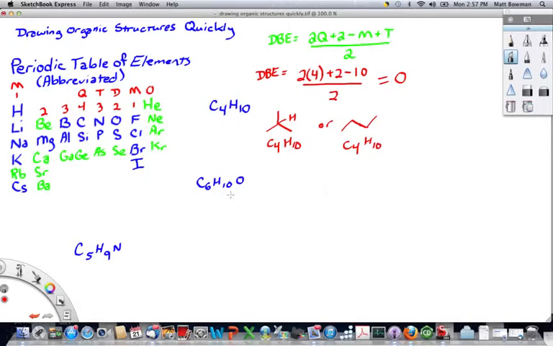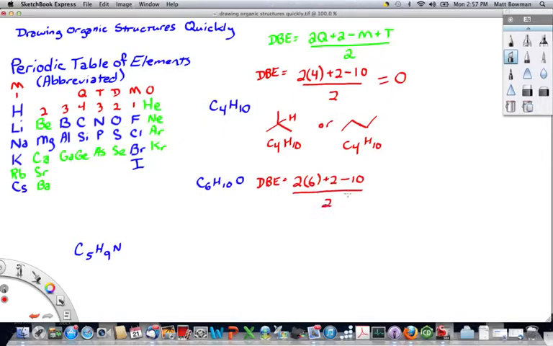Let's take a look at C6H10O. Again, we plug in the numbers for the double bond equivalents formula. 2 times Q, so 2 times the number of carbons, 2 times 6, plus 2, minus the number of hydrogens. Now oxygen is a D, it's a divalent. Notice there are no D's in the DBE equation. That's because oxygen doesn't count. You can have 20 oxygens, 30 oxygens, it doesn't matter to the equation at all.